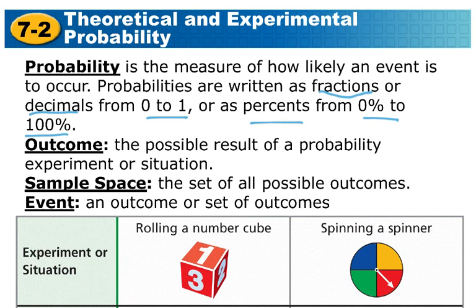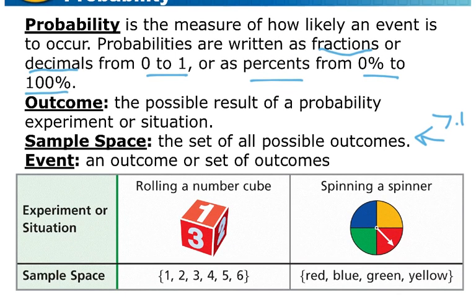We also have the word outcomes, and outcomes are the possible results of a probability experiment or situation. So the outcomes are the thing that you want or don't want to occur when you're thinking of a probability. The sample space is the set of all possible outcomes, and that's actually what we did in 7.1. We were finding that sample space. And then the event is an outcome or a set of outcomes. So this trial, for instance, or this round, we resulted in whatever it was.